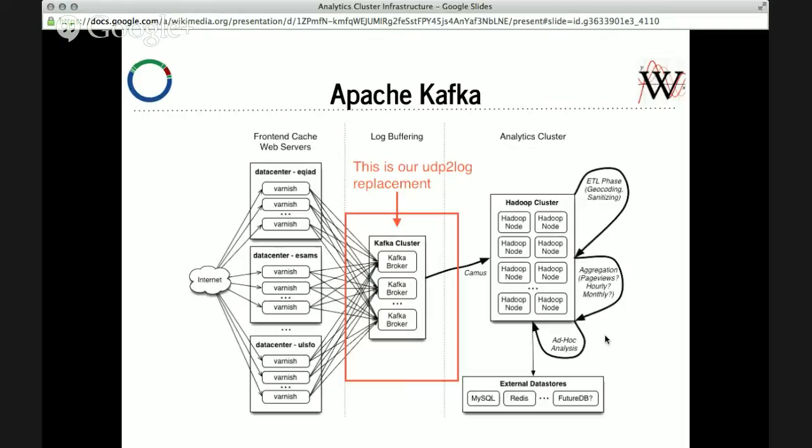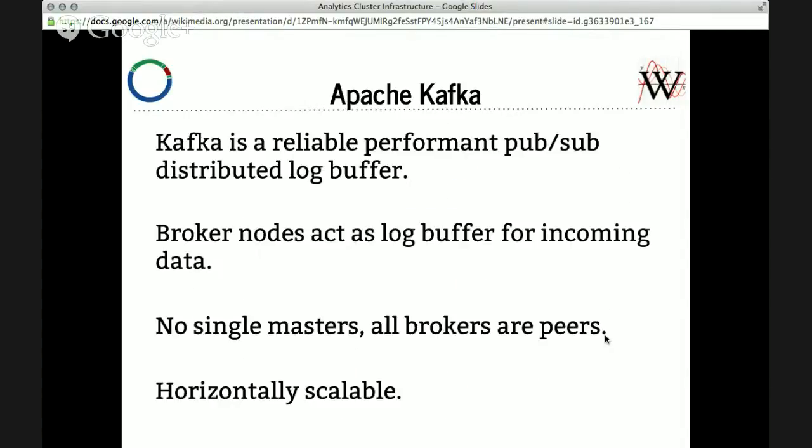it. This middle part of the cluster here is called Kafka. This is what we're using as our UDP to log replacement. So we want a system, if we have all this data inside of Hadoop, we also want to be sure that it gets there reliably and in a timely manner. So here's a bunch of buzzwords about Kafka. Kafka is a reliable, performant, pub/sub distributed log buffer.